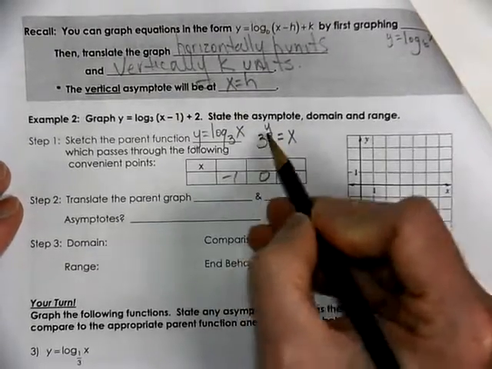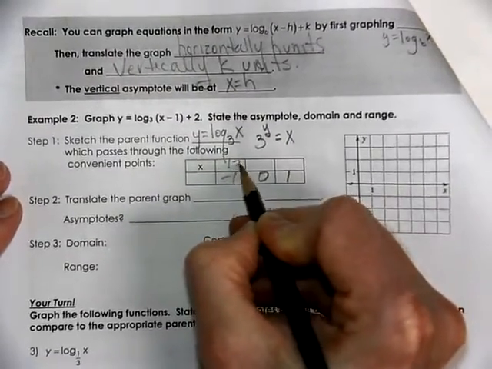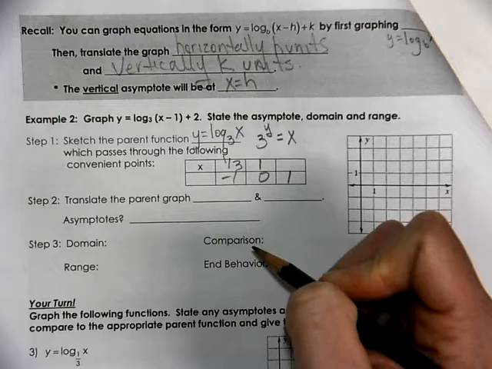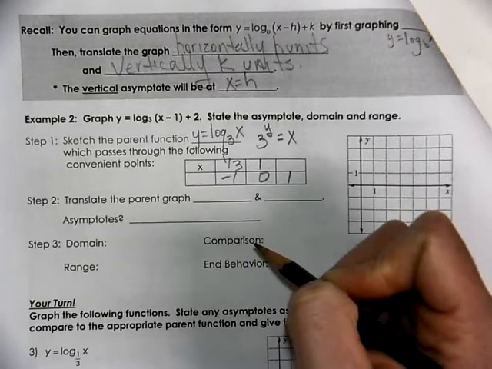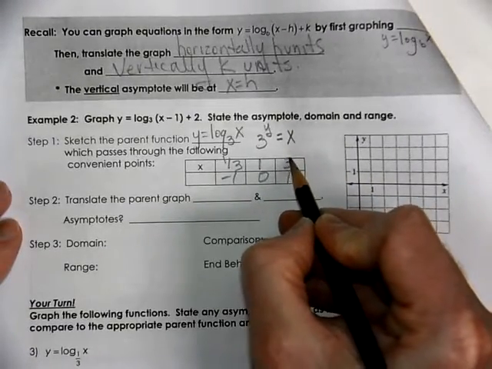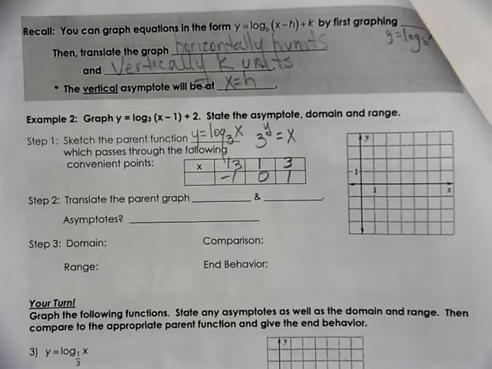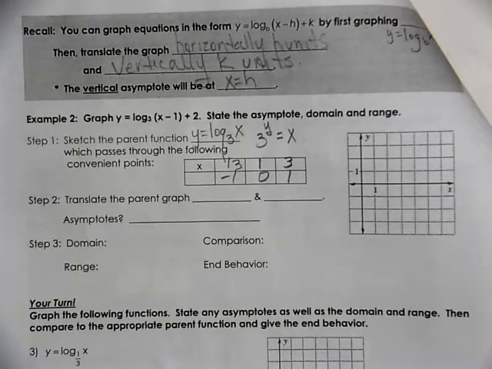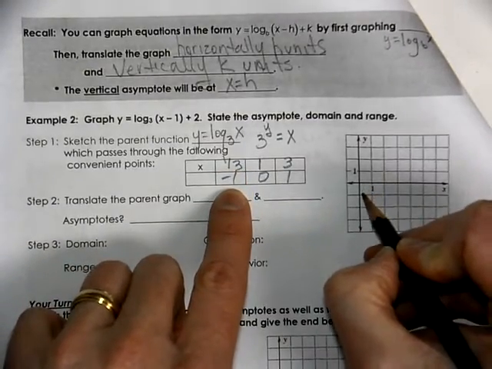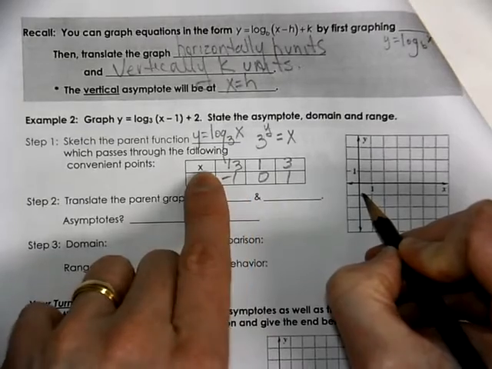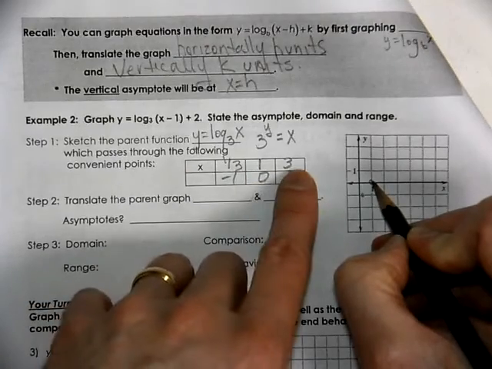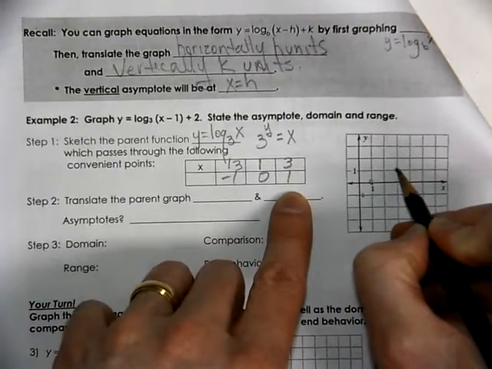When 3 is to the negative 1 power, we get 1/3. When 3 is to the 0 power, we of course get 1. Any number to the 0 power is 1. And 3 to the first power is always that value. So we can graph this out. When x is 1/3, we're down at negative 1. When x is 1, we're at 0. And when x is 3, we're up at 1.